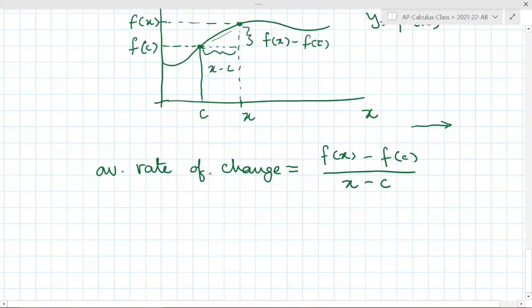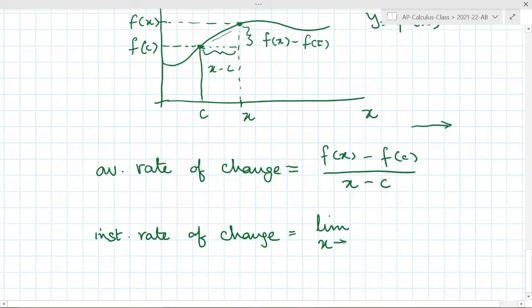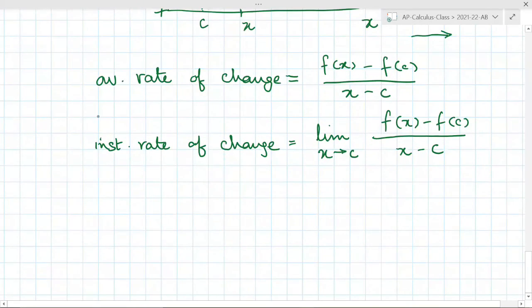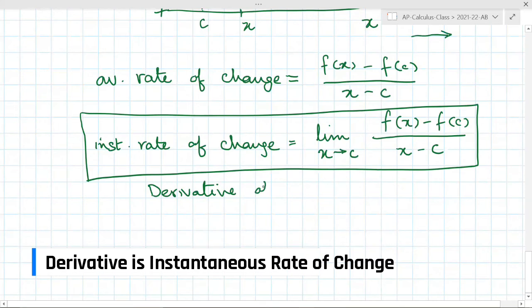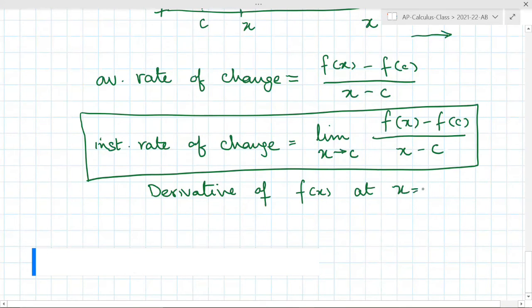And if I need to make it the instantaneous rate of change, then I need to bring x to c, correct? x and c should become one. Then this interval goes away and I am at c at that moment. So what I have to do is take the limit as x goes to c of f of x minus f of c over x minus c. This is called the derivative of f of x at x equals c. So derivative and instantaneous rate of change are the same thing. Average rate of change is different. This is the definition of the derivative.